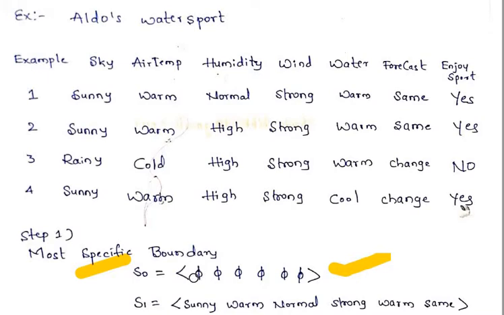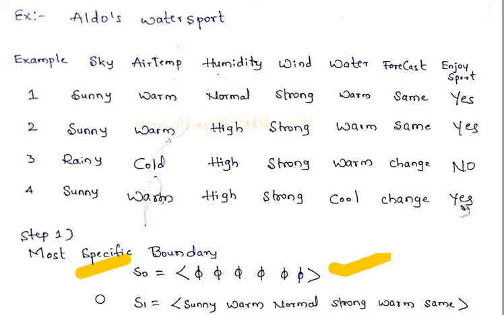Because pi means no value, but here we have the value sunny, so the answer is sunny. Next, here it is warm, here it is again pi, so we can replace this pi by warm. Similarly, the third pi we can replace with the corresponding value, that is normal, next strong, next warm, and same.